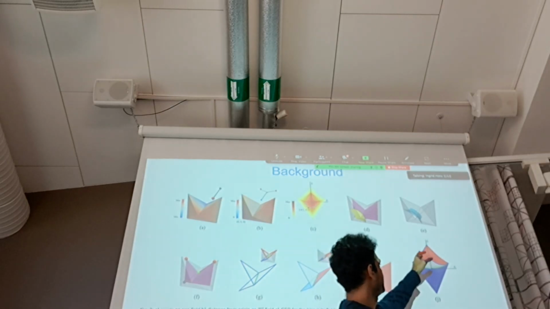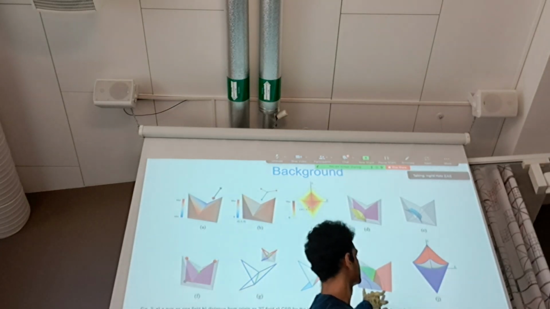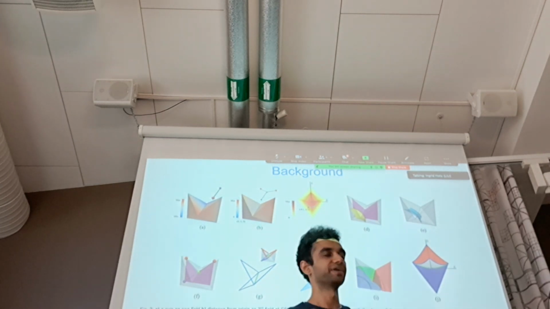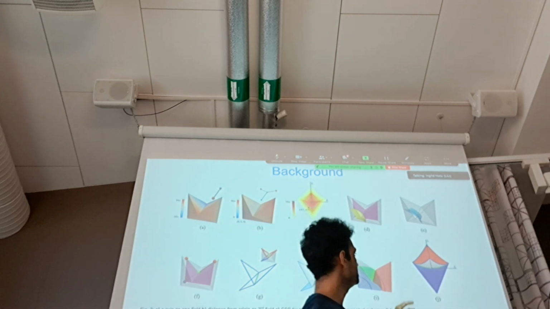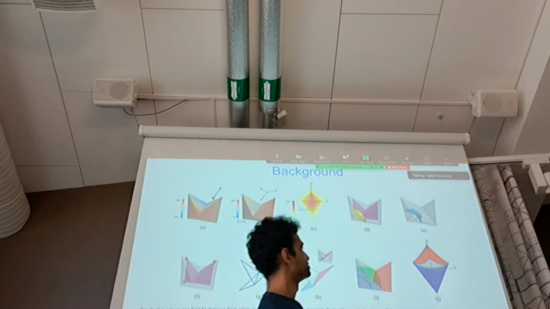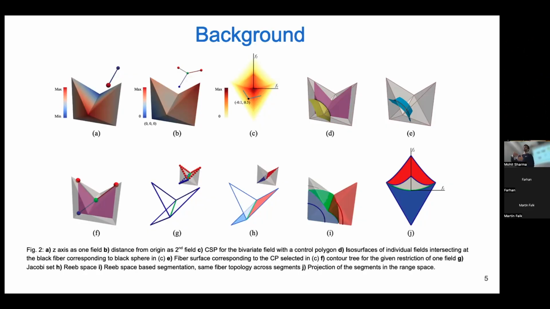This is the projected version of these segments. I just want to see how these segments look in the projected range space. By projected range space, I mean one axis is one field and the other axis is the other field. So it is just visualizing where my Jacobi edges, or my segments, are going inside the range space.